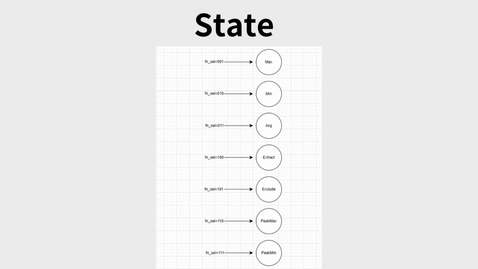Now I will talk about the states. These are the states which are controlled by function select. When function select is 001, the state will be F1. When function select is 010, the state will be F2, and so on.